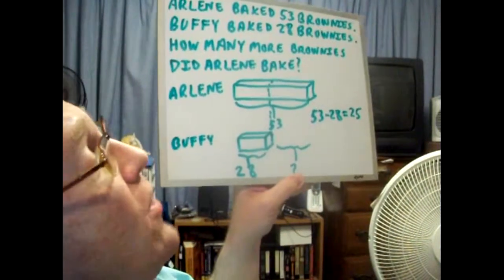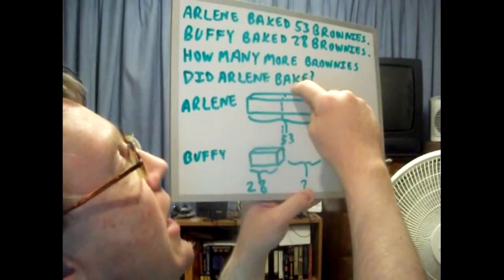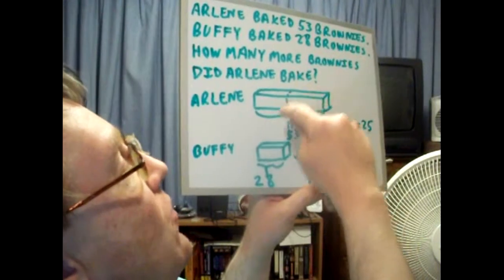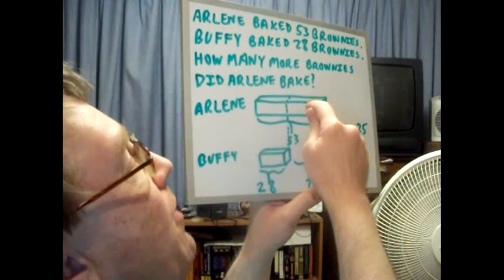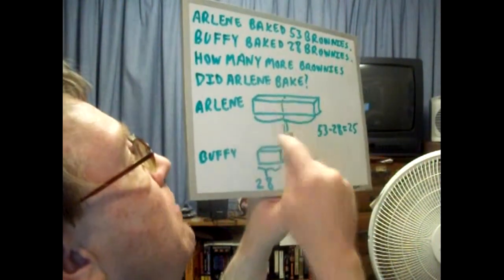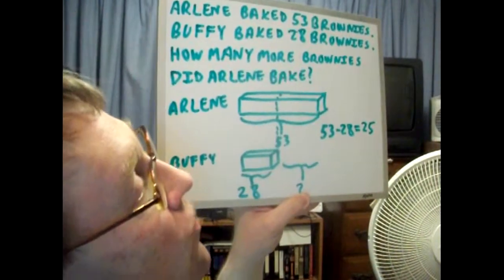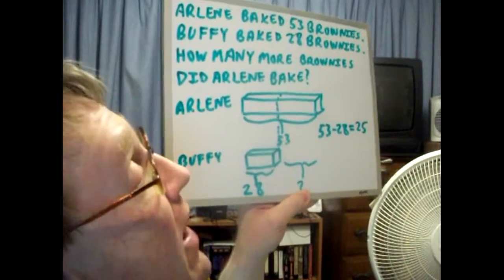Okay, so the first thing they want you to do after that is draw a dotted line across here and down here so that we divide this bar up into the part that we do know and the part that we don't know. We know that both Buffy and Arlene baked at least 28 brownies. We know that. We just don't know how many more brownies Arlene made or baked.